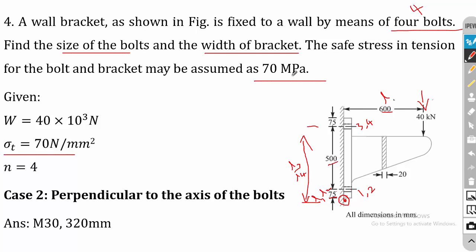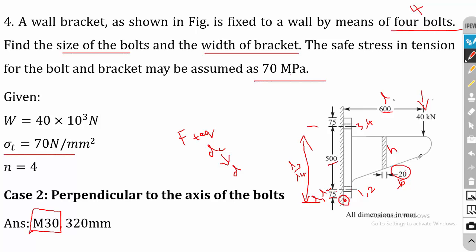Okay, so since sigma T is given, you can calculate the FT equivalent, and from the FT equivalent you can calculate DC, and from the DC you can calculate D. Then by using the D, by referring the data book, you can standardize the bolt size. So the selected bolt for this application is M30. Okay. Then the second part is width of the bracket. So here the B value is given. So in the previous problem I have assumed the B value, but here the B value is given as 20. Okay, so you can use the B value and you can calculate the H value.